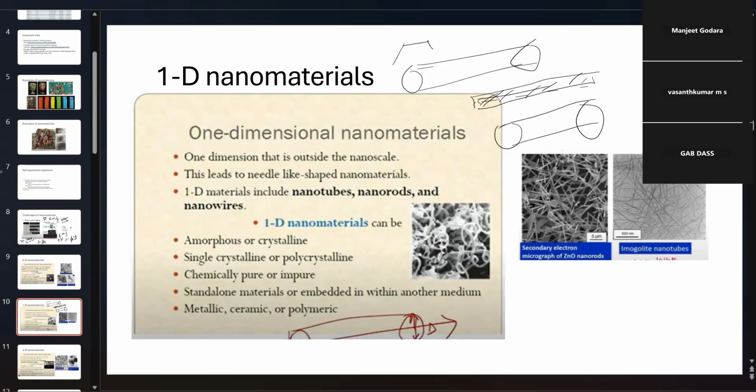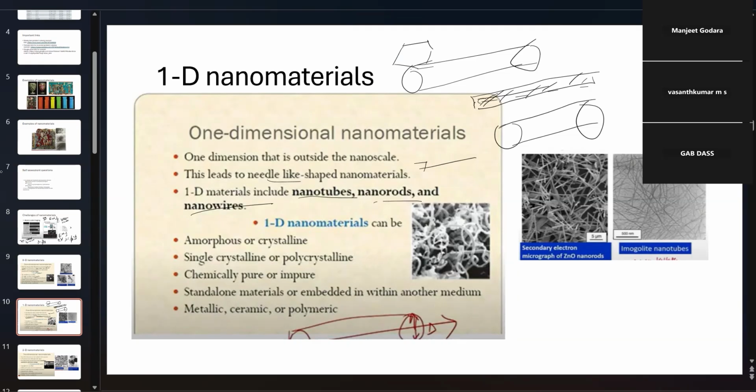The cross section can be hexagonal, circular, or rectangular. With only one dimension outside the nanoscale and the other two within it, you usually get needle-shaped nanoparticles. They include nanotubes, nanorods, and nanowires. Rods are usually straight, a specific shape. Nanowires tend to be thinner, and can be curly.